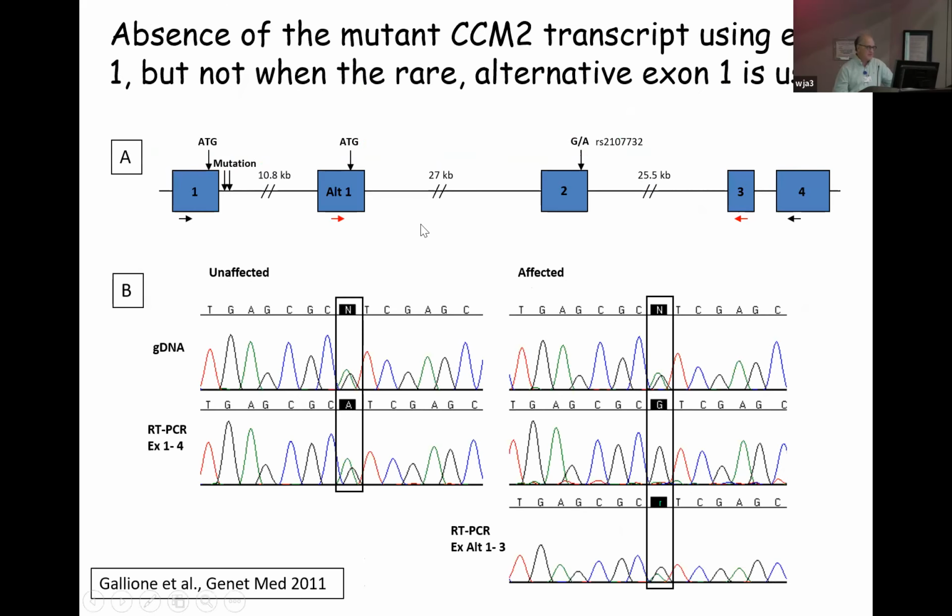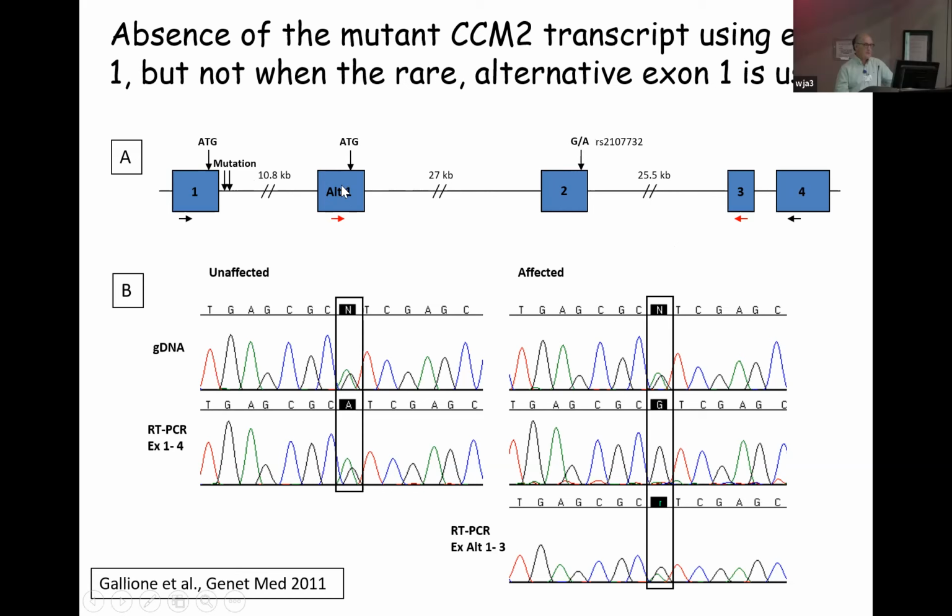So what we did was, and this is going to be a little convoluted, here's this exon. You can't skip exon 1 because it's required. But there's another exon that's rarely used. We call it alternate exon 1. And what we found was that the mutations were in linkage disequilibrium with a single nucleotide polymorphism in exon 2. So this is acting as a surrogate for the mutation. I forgot if it's the G or the A, it doesn't matter.